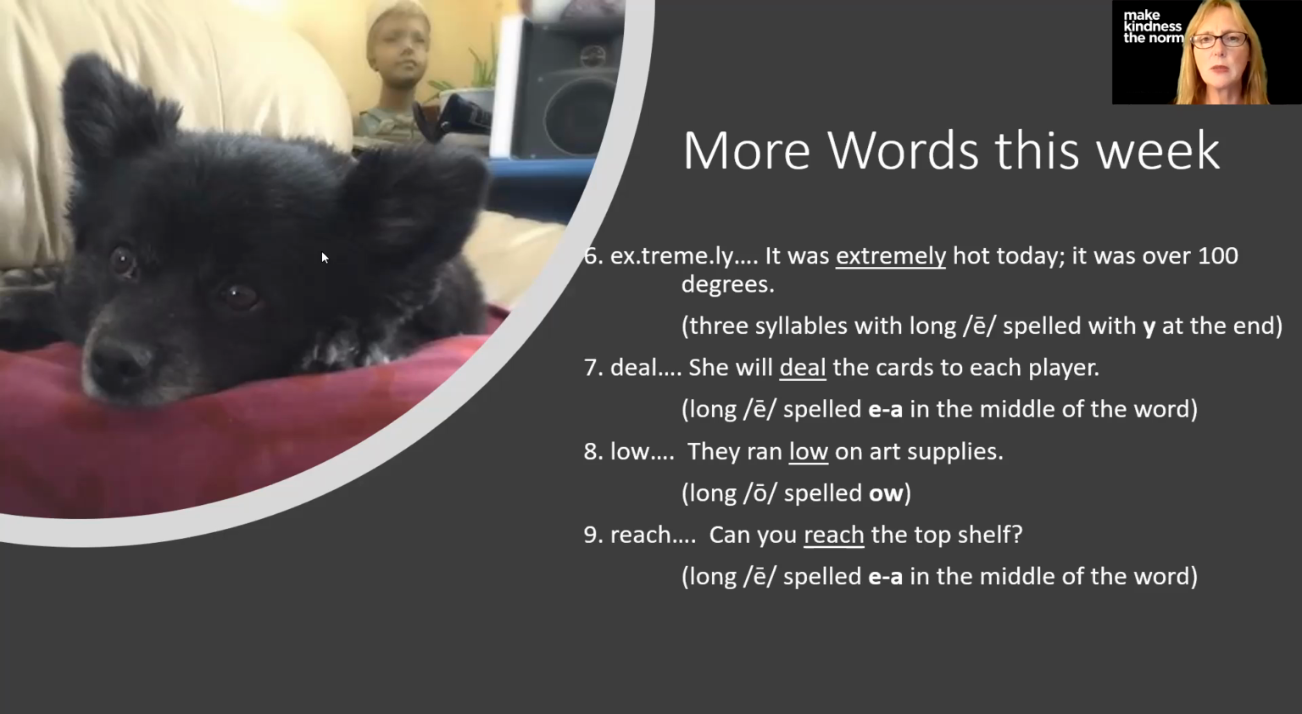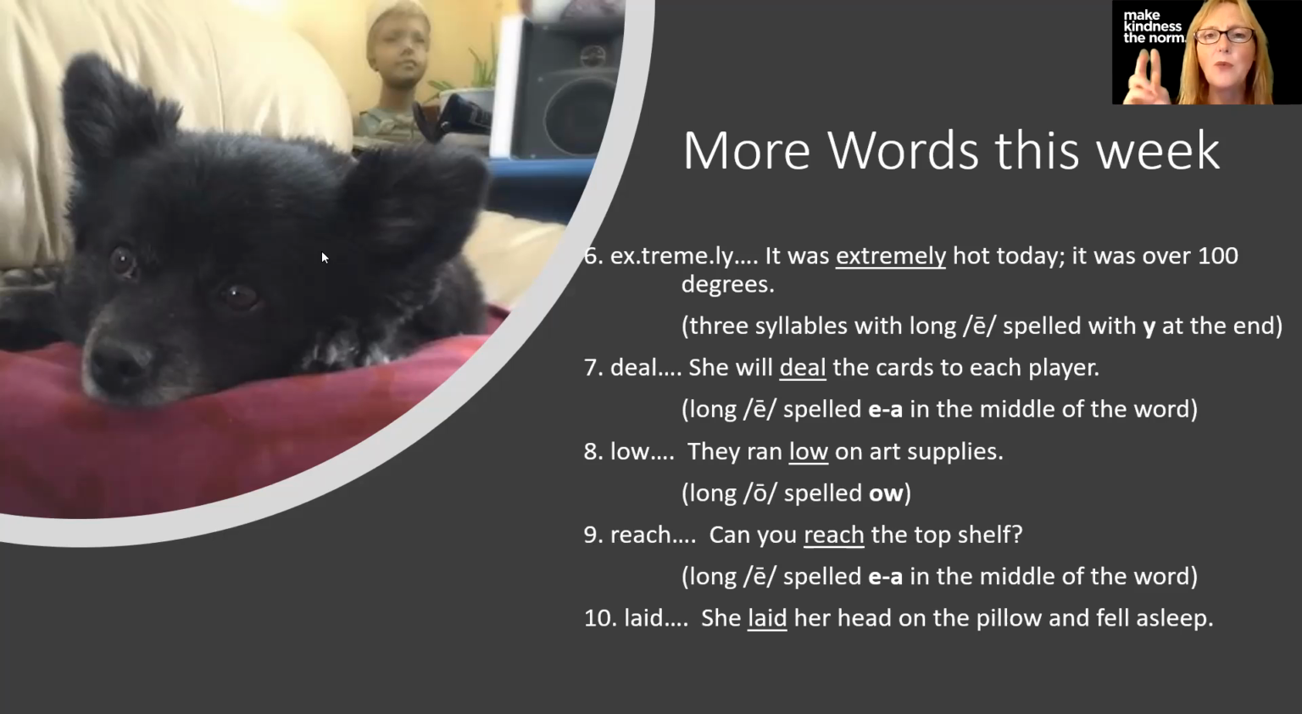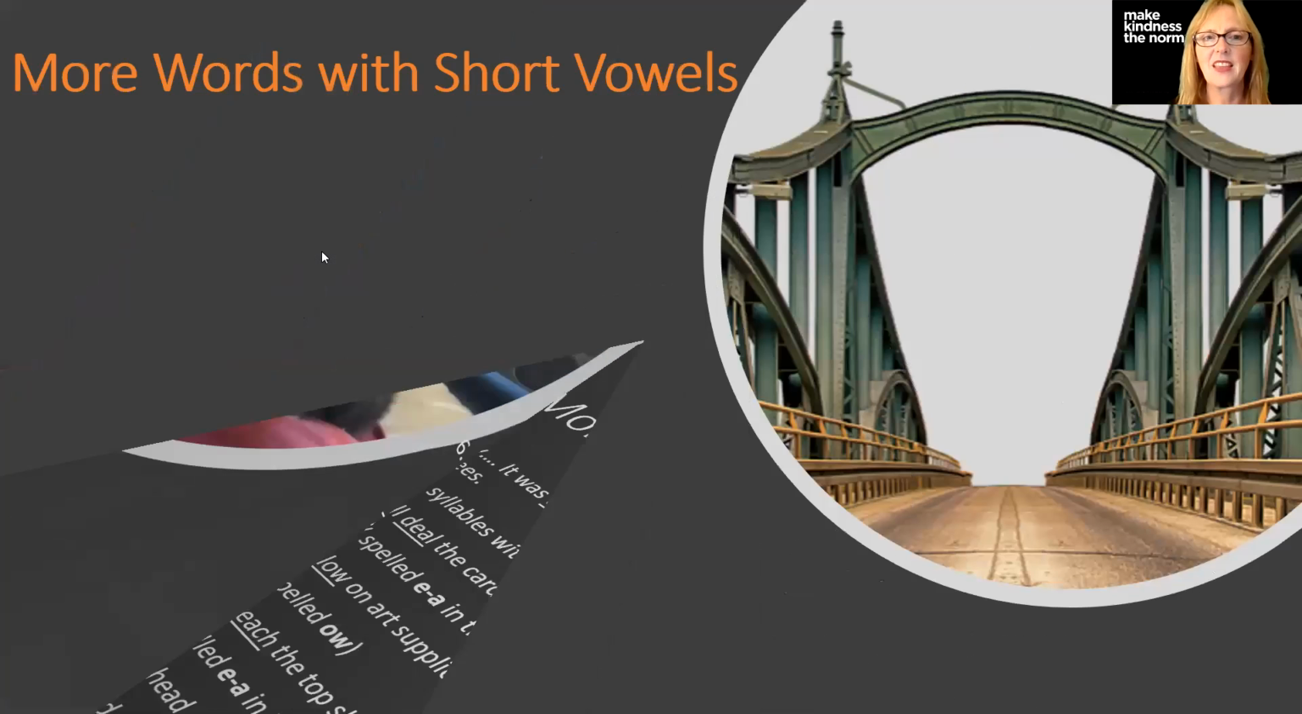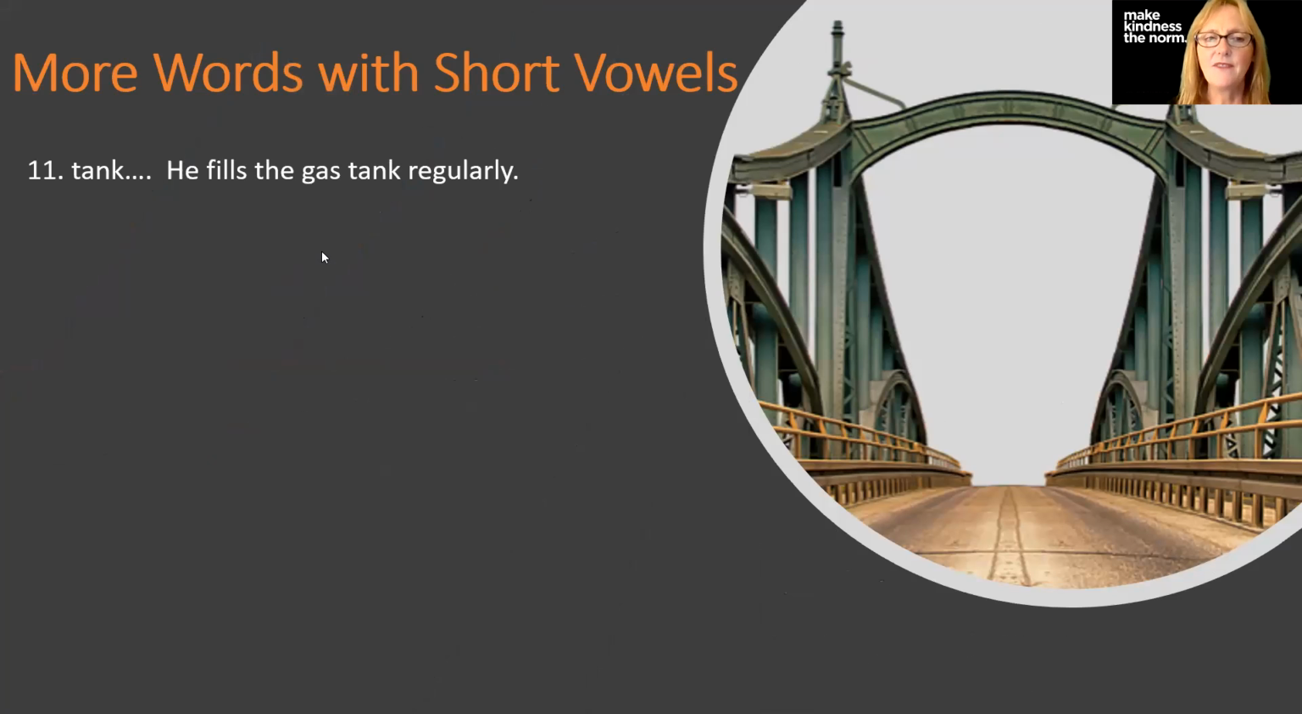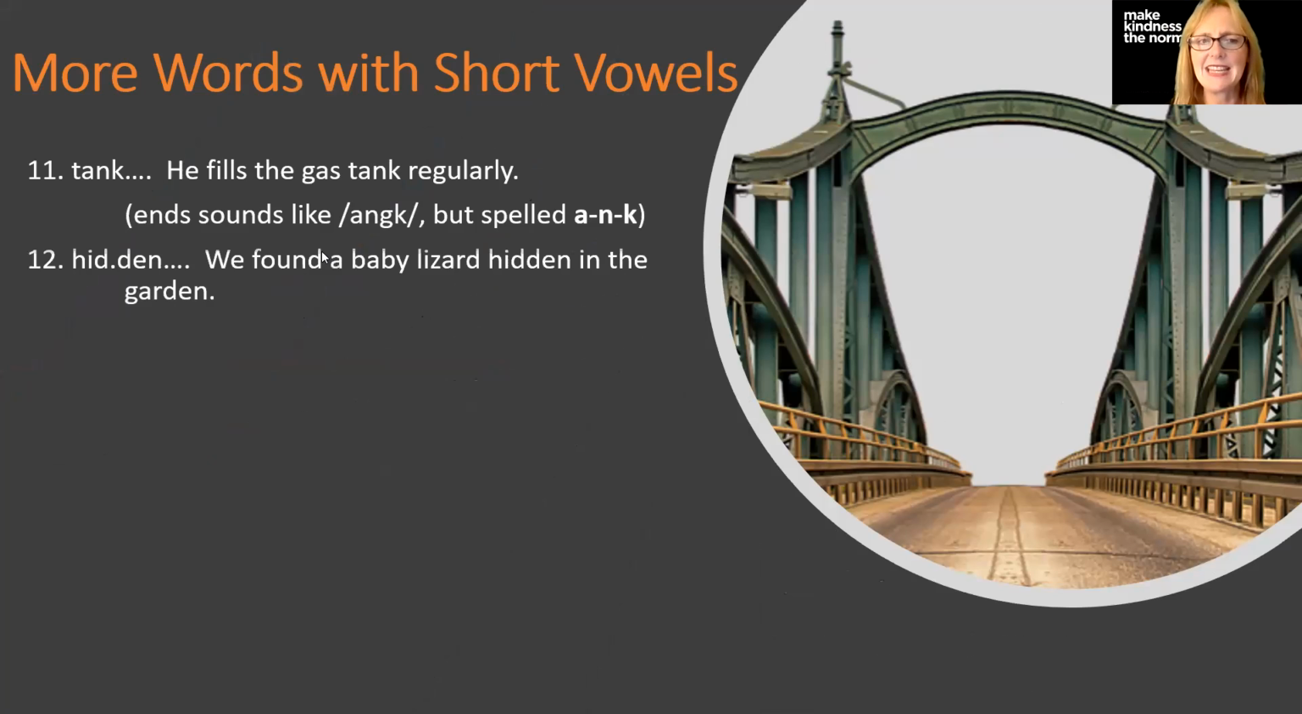So just because we're moving on to polysyllabic words, we're trying not to forget the things we've already learned in our first 3 weeks. Laid, she laid her head on the pillow and fell asleep. The long A sound, remember, can be made A consonant E, A-I in the middle of the word or beginning of the word, and A-Y at the end of the word. This is in the middle of the word, spelled A-I. Tank, he fills the gas tank regularly. N sounds like A-N-G-K, ank, tank.